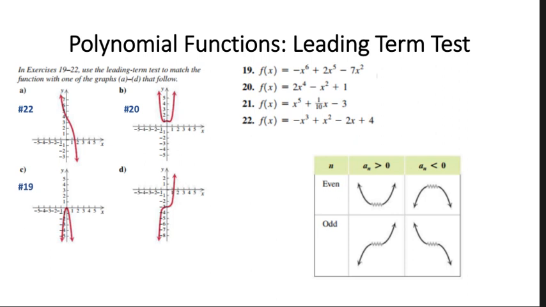And lastly, letter D, it's positive because of the shape, and the degree has to be odd because of the shape. Remember, it looks like this. So odd and positive means it's number 21.